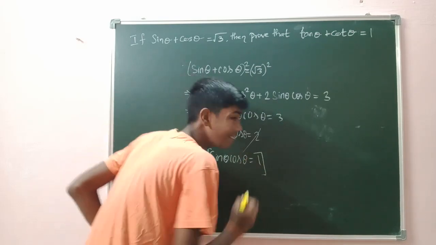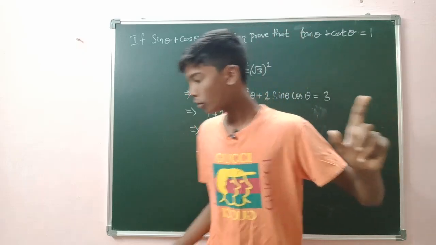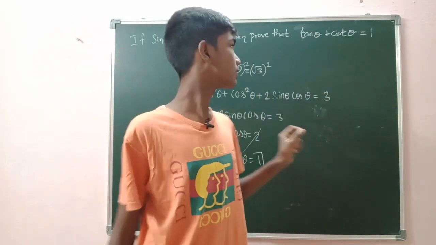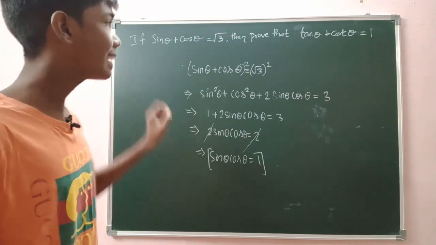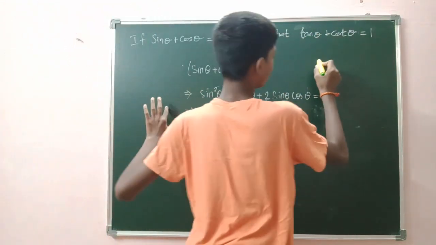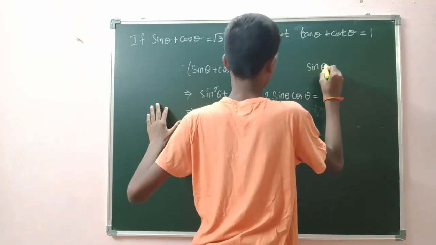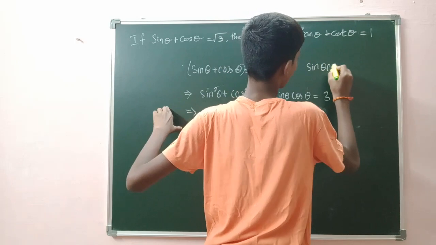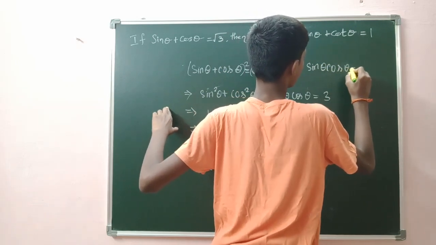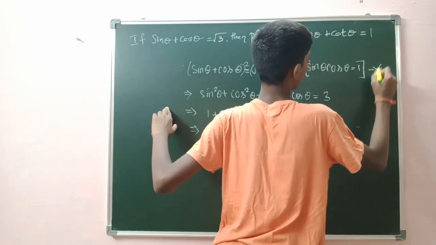Now, this is the equation we got to know. So just use this as a hint to prove this. Okay, so let me keep this equation here: sin theta times cos theta is equal to 1. Let me keep this as equation 1.